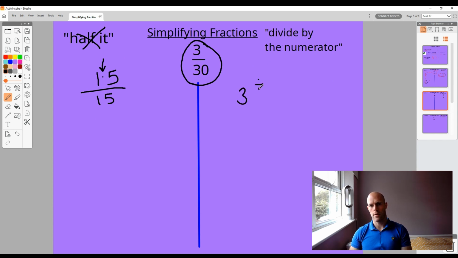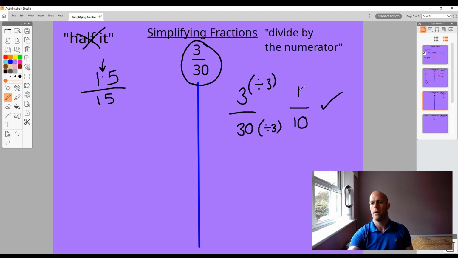So 3 divided by 3 is 1, and then you've got your 30 underneath. Must do to the bottom what you do to the top to keep the fraction in the same proportion. 30 divided by 3 is 10, and then your final answer is 1/10. And you know you can't simplify it any further because you have a unit fraction. You have one piece out of 10. Can't make it any more simple than that.